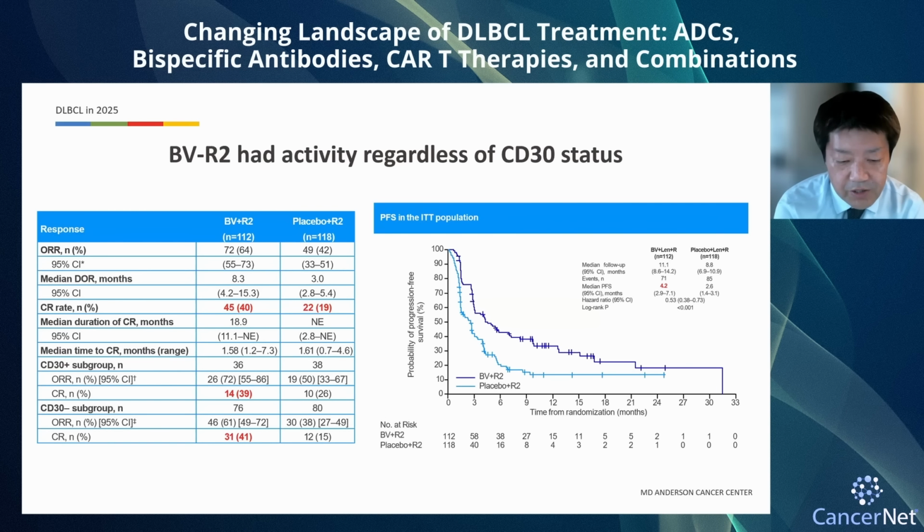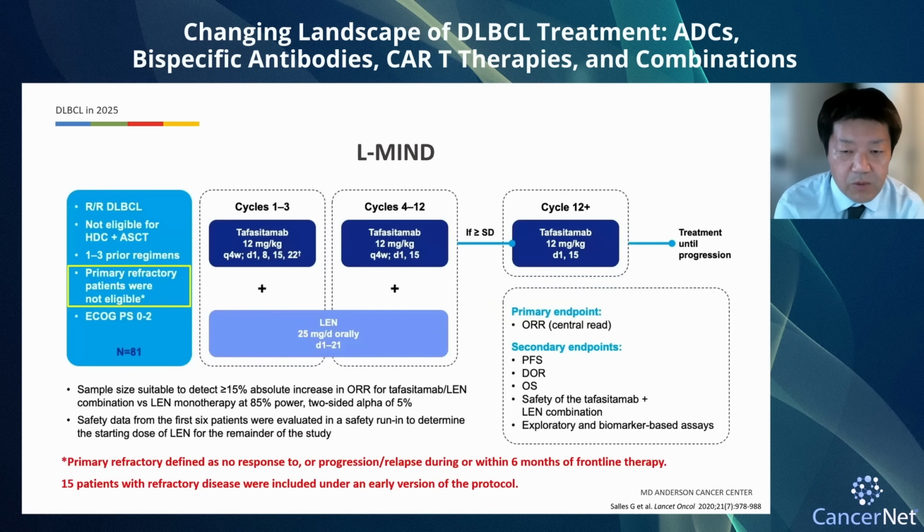I think the major challenge or criticism for this trial is that R-square is not necessarily a standard treatment for relapsed refractory large cell lymphoma. So there is some challenge in interpreting the results. However, I think it is still a very good treatment option for a patient who relapses post CAR T and bispecific antibody.